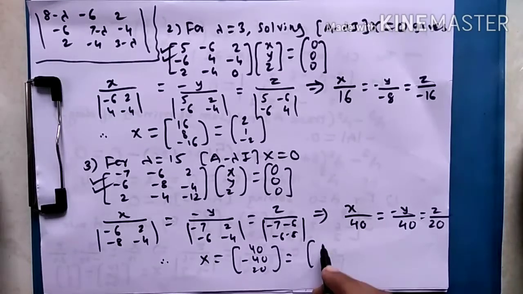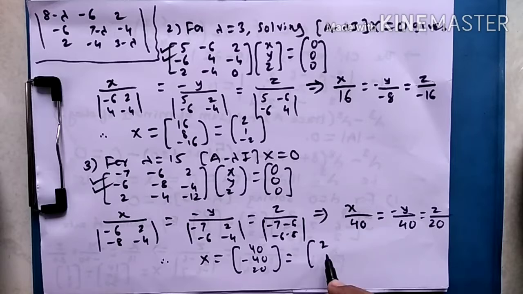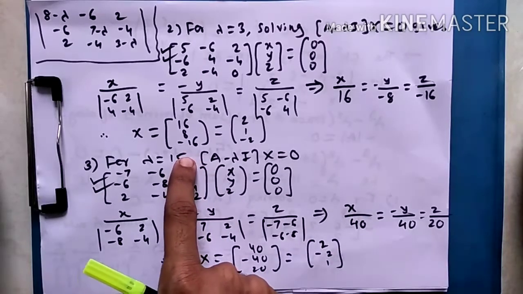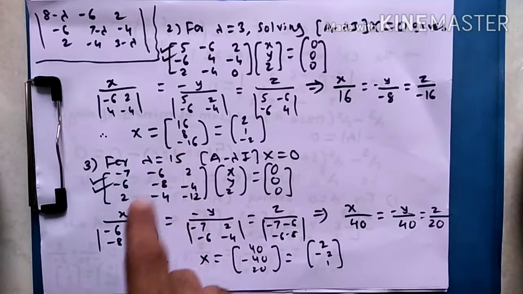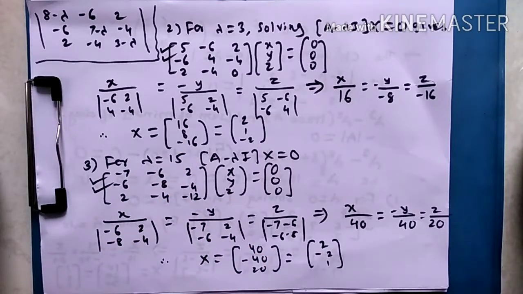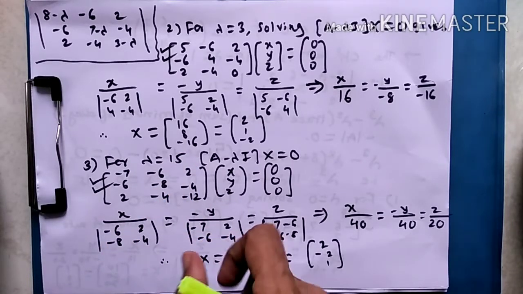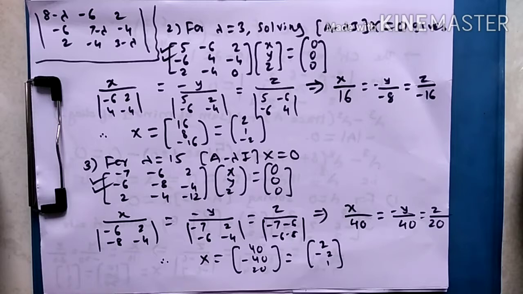Dividing all values by 20 will give you 2, minus 2 and 1. So this is the required eigenvector corresponding to eigenvalue lambda equal to 15. So this will be the way to solve problems to find eigenvalues and eigenvectors of a given matrix.